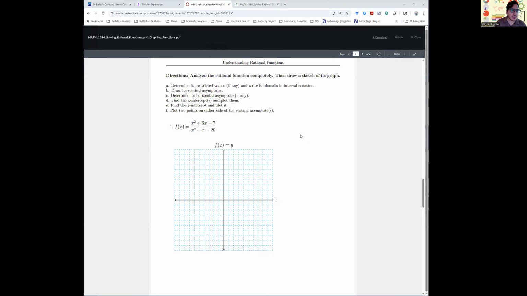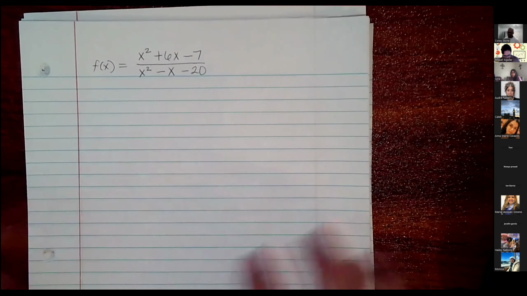So here we go. We'll jump into this rational function, our first rational function, and begin going through the process of analyzing it one by one. We're going to tackle each of these questions, okay? So let's switch over to pencil and paper here. The first question says, here's our function.